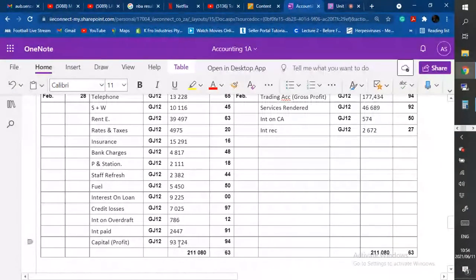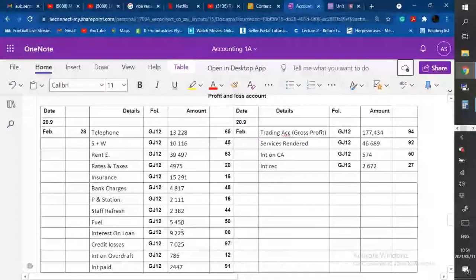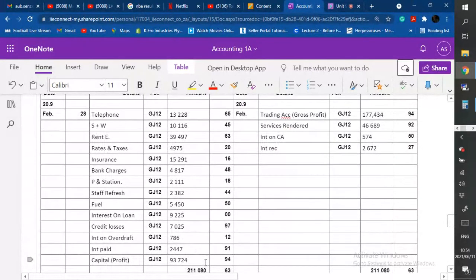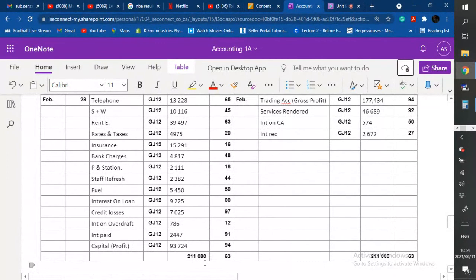So then we debit it, all right? Our expenses, in other words, were less than our income. So to close off this account, we need to add more to the debit side so that we have 211,080 Rand here, and we have 211,000 there. Can you see how the debit and the credit are now equal to each other? In other words, making it zero, okay?